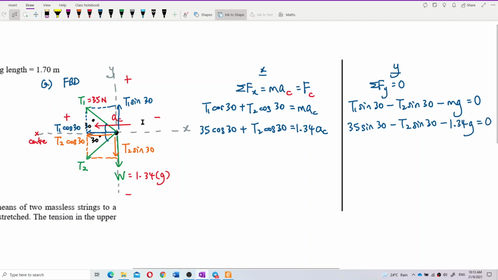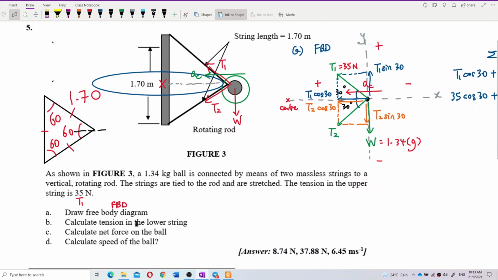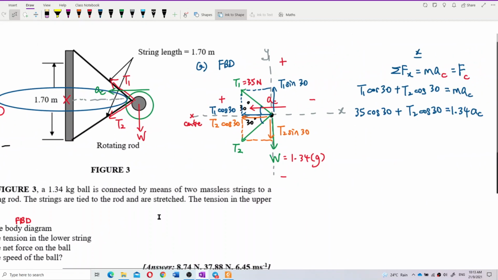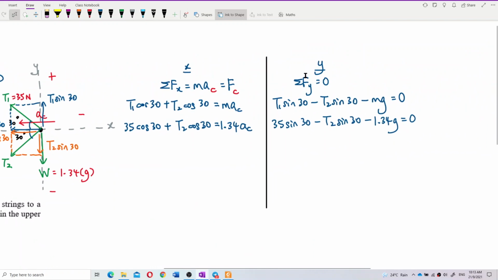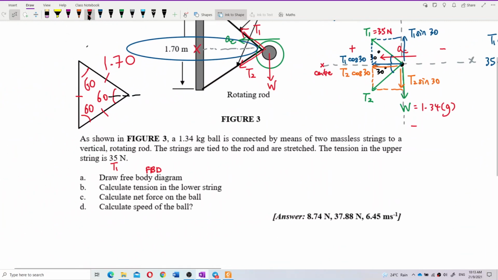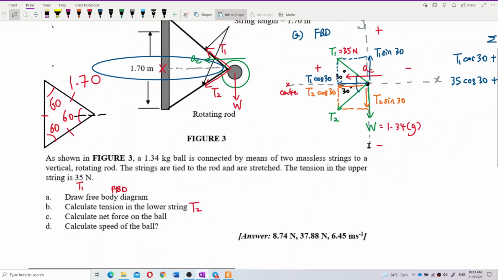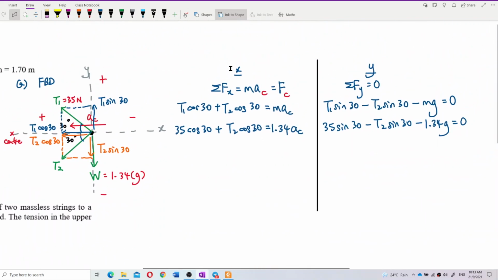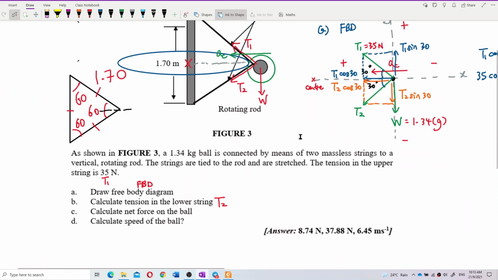Okay, look at the question. The question asks for what? Tension in the lower string. So we want to find the tension in the lower string. We can find it from the y component. If we look at the x component, we still cannot find T2, because you don't know the AC yet.